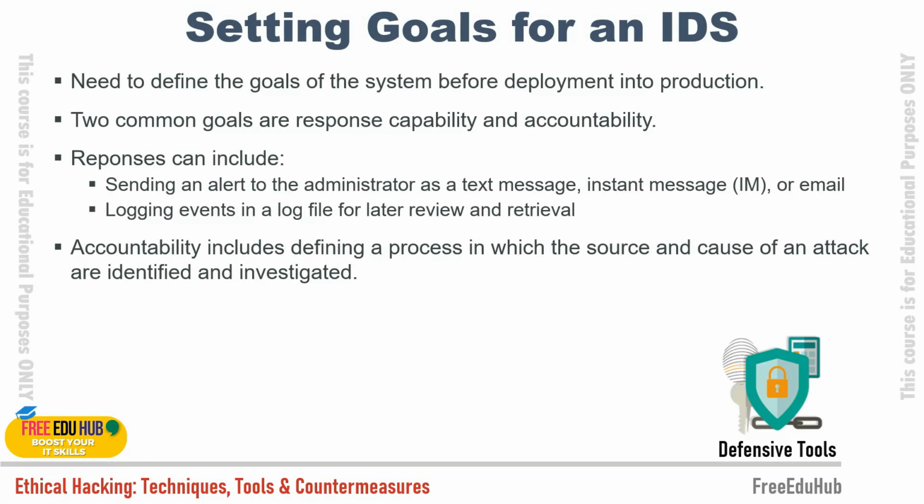Now we'll look at setting up goals for an IDS. Whenever we are setting up an IDS, it's crucial to define the system goals before deploying it. Planning is necessary to ensure its proper and effective functioning. Two common goals of an IDS are response capability and accountability. When an intrusion detection system detects a threat or suspicious activity, it needs to respond accordingly. The IDS analyzes the data and compares it with known rules of behavior, and once a match is found, an action is taken, typically in the form of an alert. The specific response action can vary depending on the goal set on the IDS.